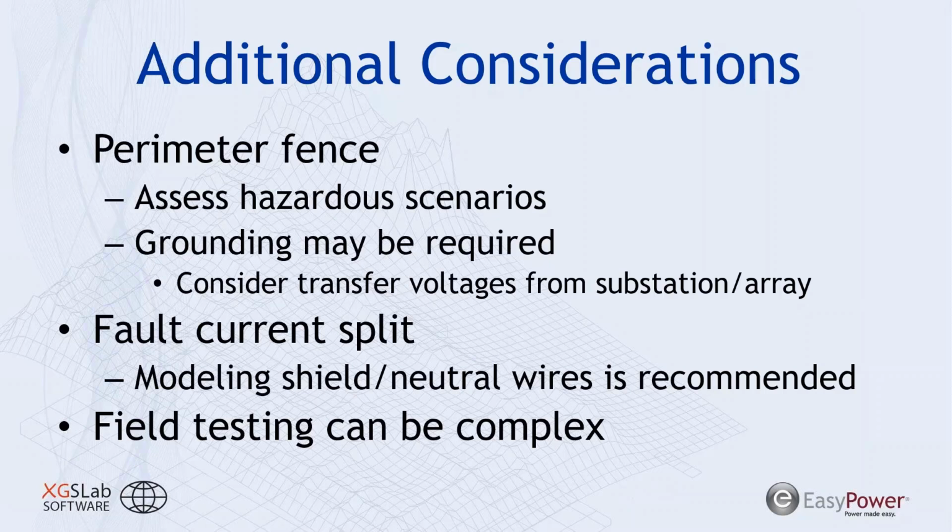If you're adding your own independent grounding system on that perimeter fence, you should be cognizant that you're not picking up some of the voltages that could occur from your ground potential rise of a fault at your site and creating transfer voltage on the perimeter fence. We kind of mentioned this before on fault current split, considering our shield wires or neutral wires as an alternative path for fault current to flow. It's best to model those systems as your impedance to that connection can change depending on where that fault occurs.